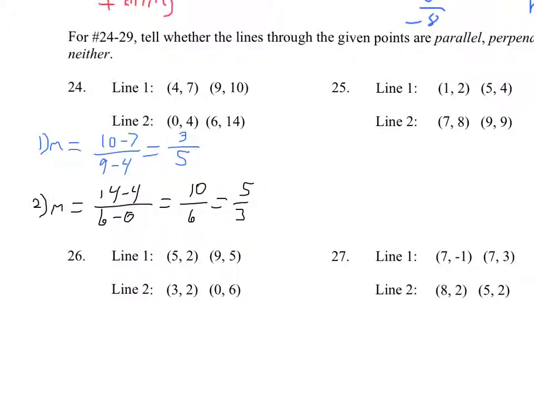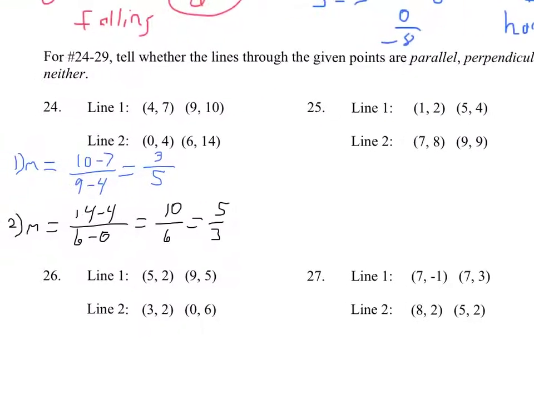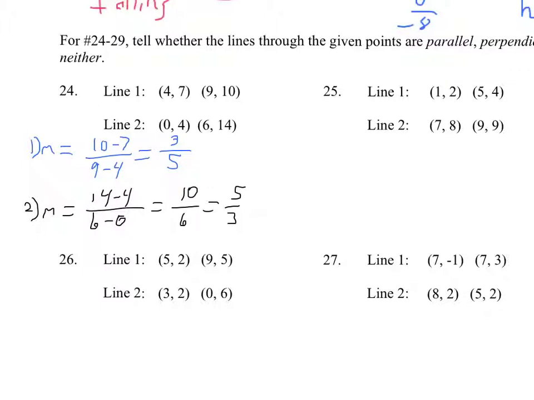And so we're supposed to tell, the directions say, tell whether the lines through the given points are parallel, perpendicular, or neither. And if I look at these two slopes, they're not the same, so they're not parallel. They are reciprocals, but they're not opposites. They're both positive. So this would be an example of the two lines being neither. Those lines will cross at some point, but they're not perpendicular, and they're definitely not parallel.